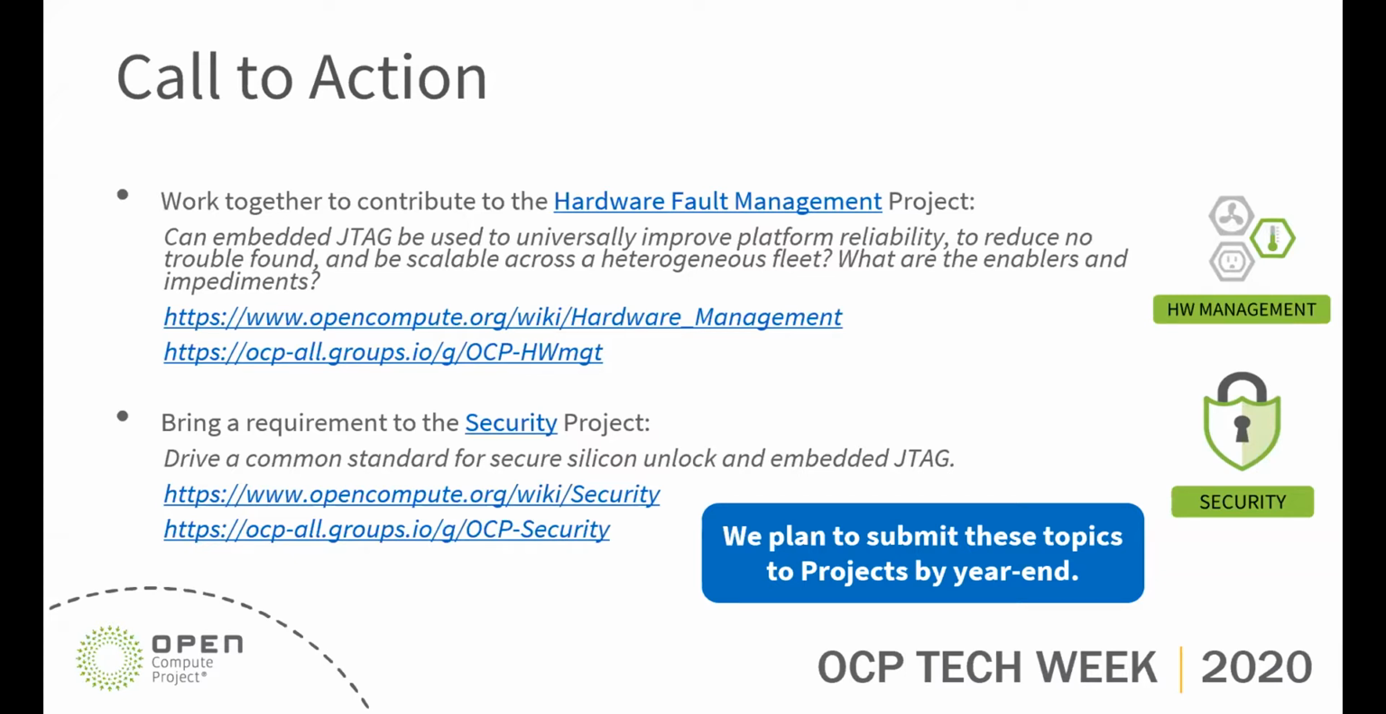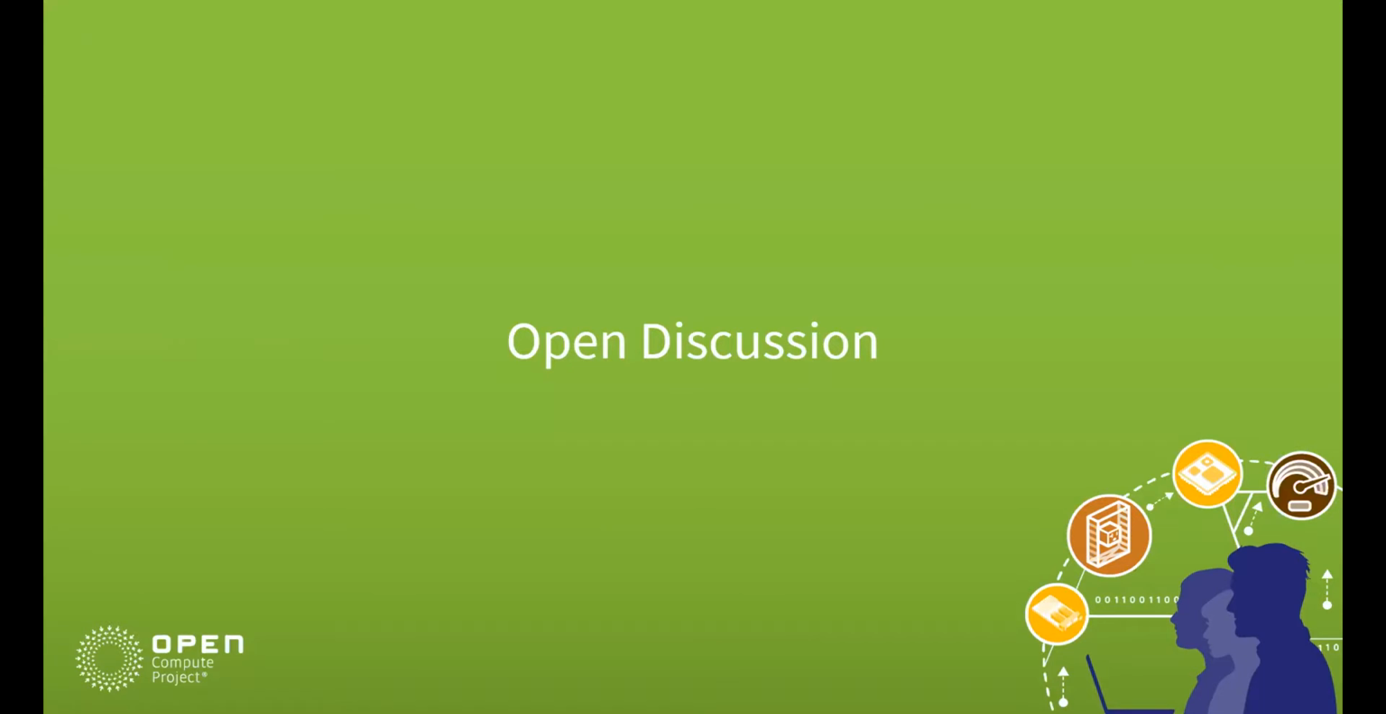So what are the key enablers, and what are the impediments? And then secondly, the security project. I think we all have a common interest to define a standard for secure silicon unlock, since all the vendors do things differently, and at the board level, how to mitigate and protect against attacks on JTAG on the board, whether JTAG is embedded or not embedded. I think these are worthwhile topics to explore. And that's it for the presentation. Open discussion, please.